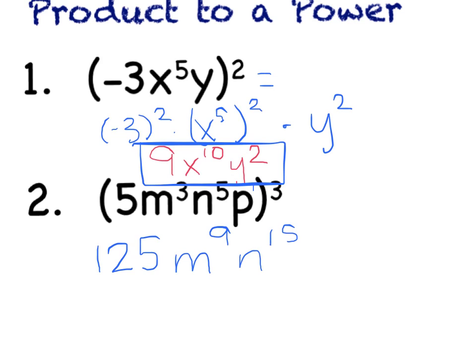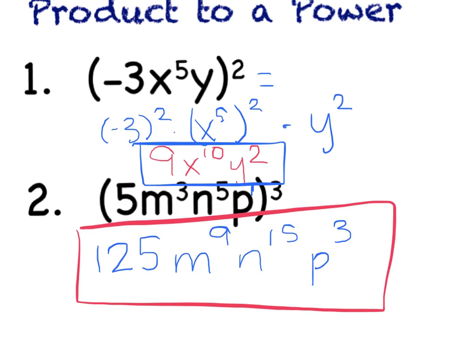And this right here is like p to the power of 1. So 1 times 3 is 3. So p to the power of 3. So here is my answer for the second one. So I'm taking each individual term or piece and I'm raising it to the power that's outside the parentheses using the rules of exponents that we learned about in the last instructional video.